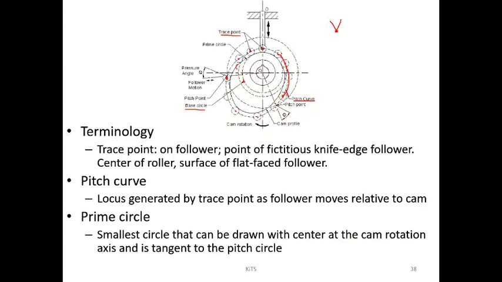So this black line, this curve, is the cam profile. That means this is how the cam will look. So we have covered four points. Next is the pitch point and pressure angle is remaining, that we will see in the next slide.